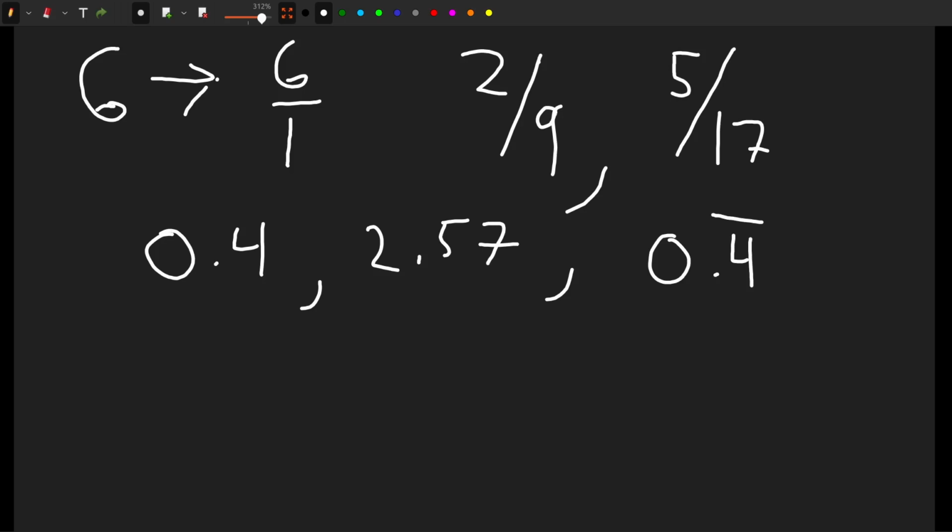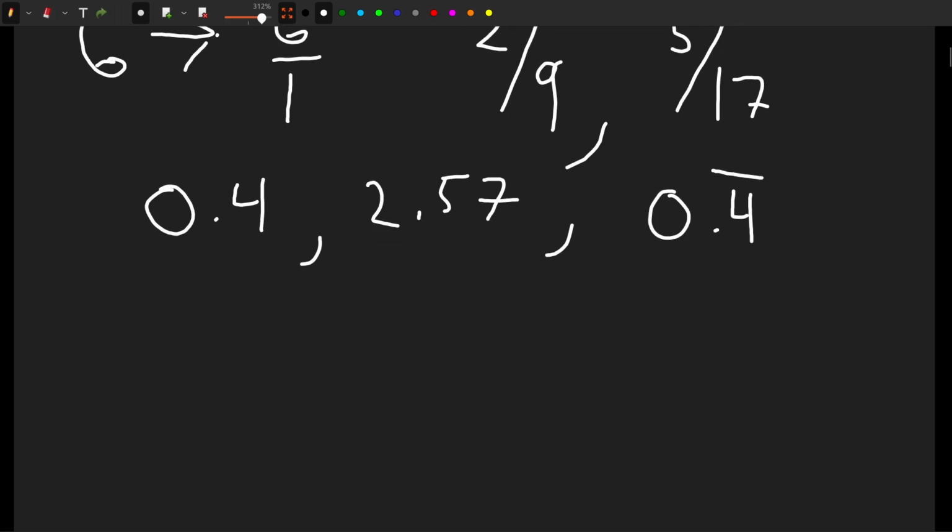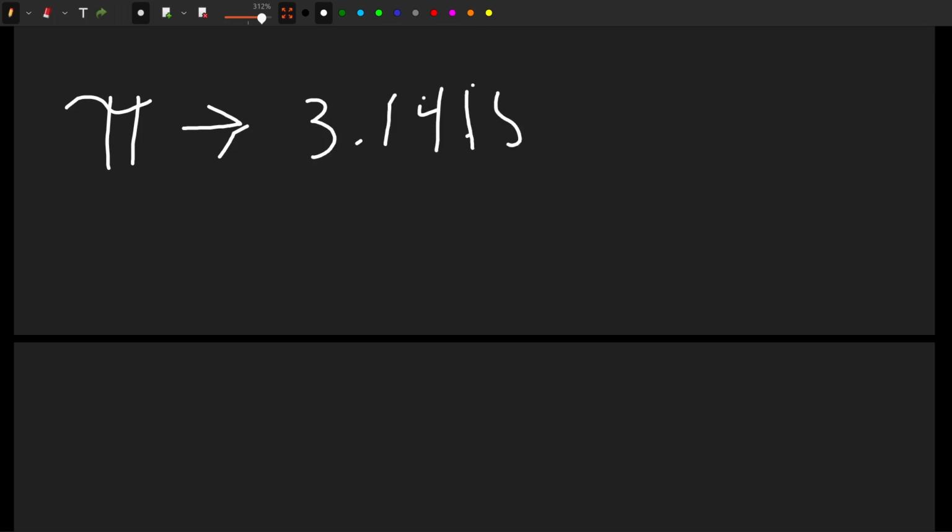But then we have other numbers, such as the irrational numbers. Now, irrational numbers cannot be written as a fraction. And one specific irrational number that we know of is the number pi. And so pi can be written as 3.14159 2, and then it continues on and on. It never repeats. And since it never repeats, it cannot be written as a fraction. Not easily.